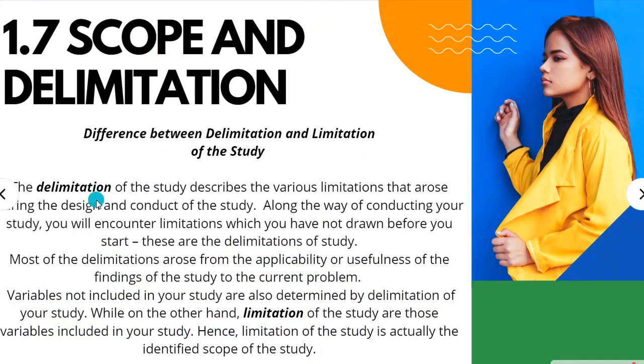Delimitation describes the various limitations that arose during the design of the conduct of the study, and sa mga limitations nimo. On the other hand, limitation of the study are those variables included in your study. Hence, limitation of the study is actually the identified scope. So, mao na siya, scope and delimitation. Okay, di ba? So, ang limitation is your scope. Para hindi malibog.